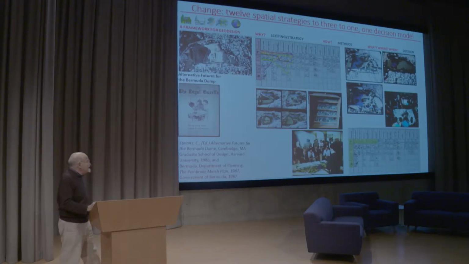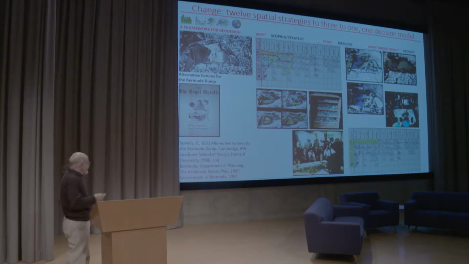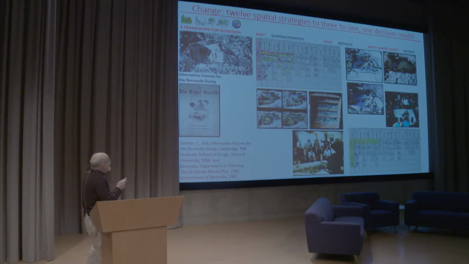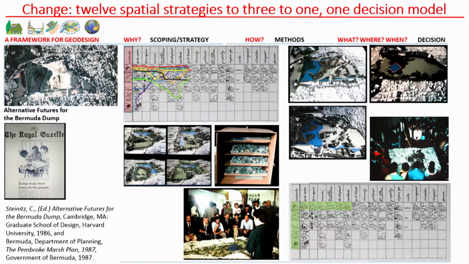Now, the first project that I did in diagramming was in 1986. That's a long time ago. And this is one of the case studies in my book. My students went to Bermuda because the prime minister grew up next to the dump, and that's the dump. And they interviewed lots of people. This is the Royal Gazette dump study team listens to the people. That has never been done before in Bermuda.